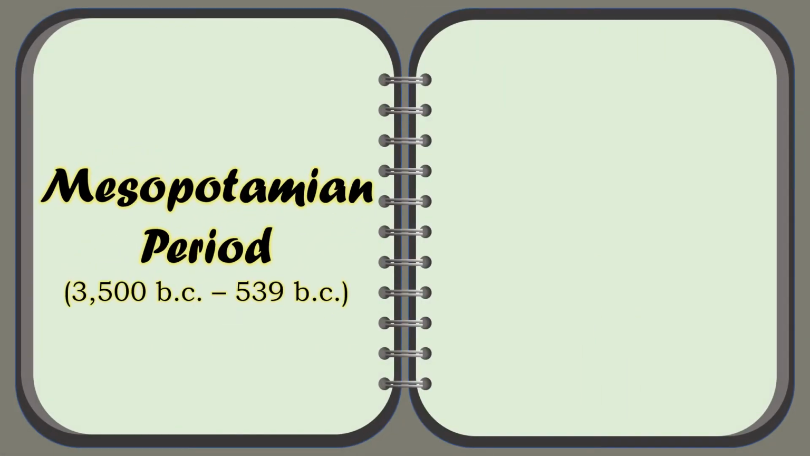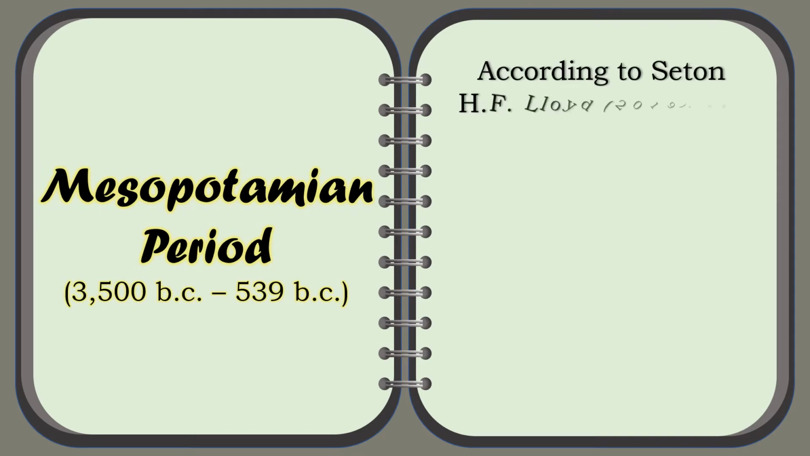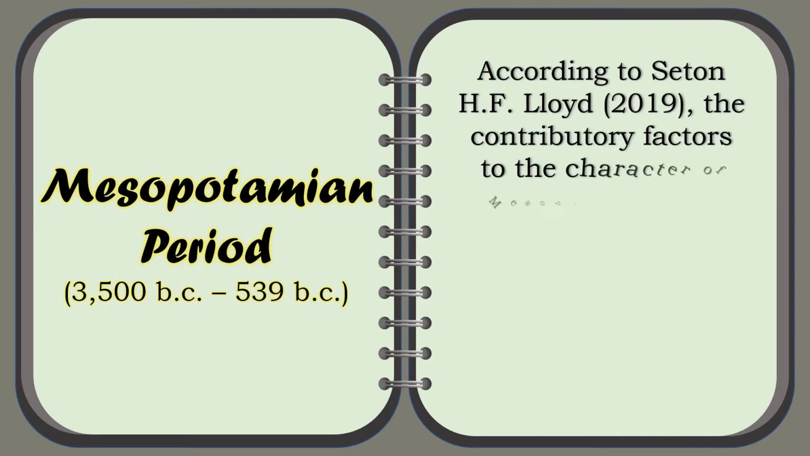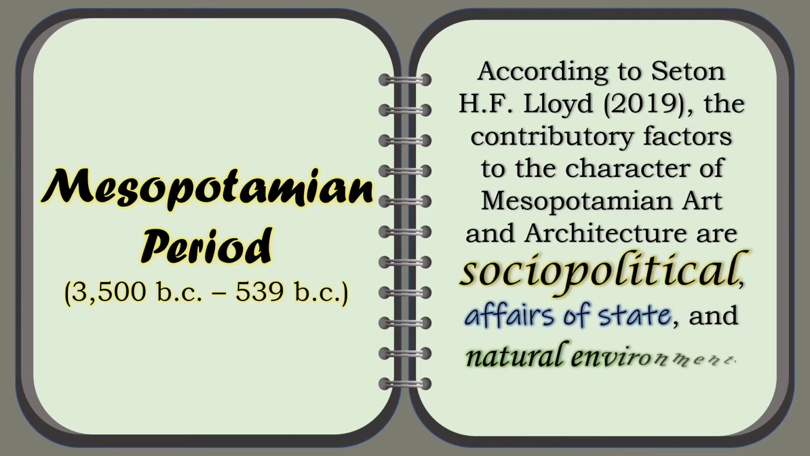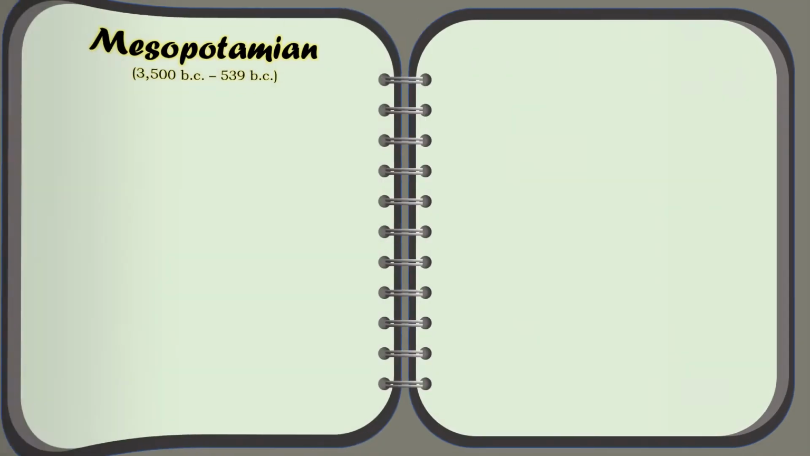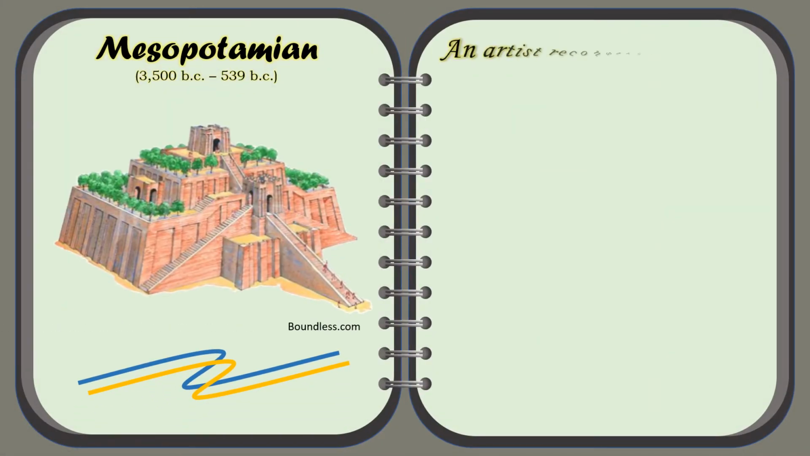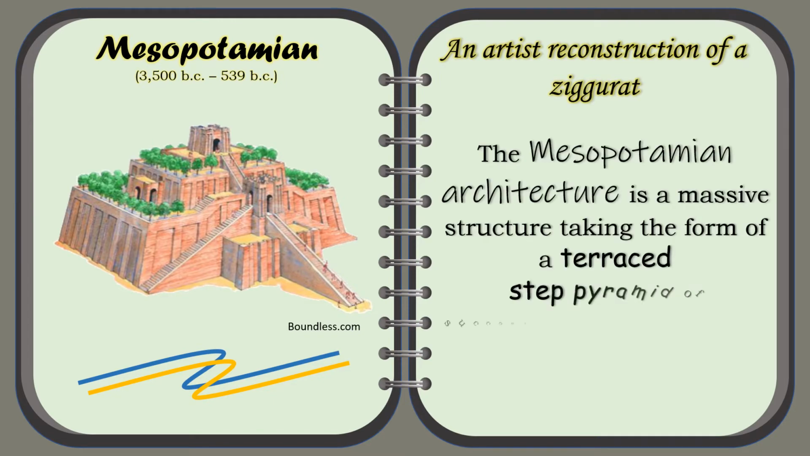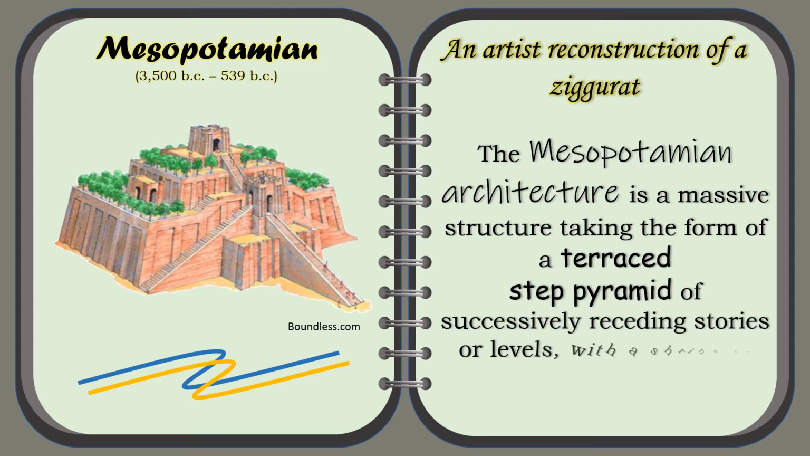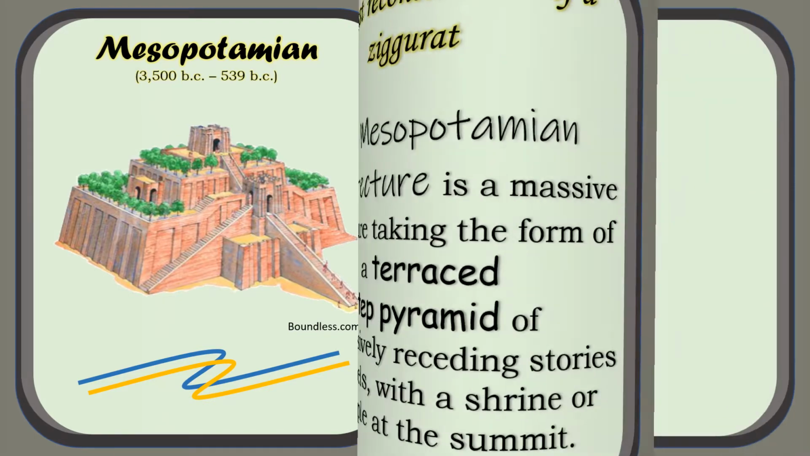Mesopotamian period. According to Seton H. F. Lloyd, the contributory factors to the character of Mesopotamian art and architecture are socio-political, affairs of state, and natural environment. An artist's reconstruction of a ziggurat. The Mesopotamian architecture is a massive structure taking the form of a terrace-step pyramid of successively receding stories or levels, with a shrine or temple at the summit.